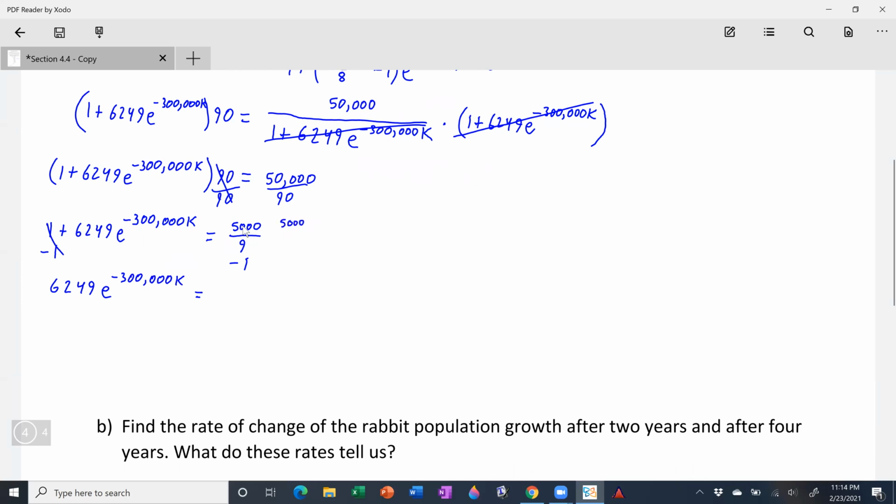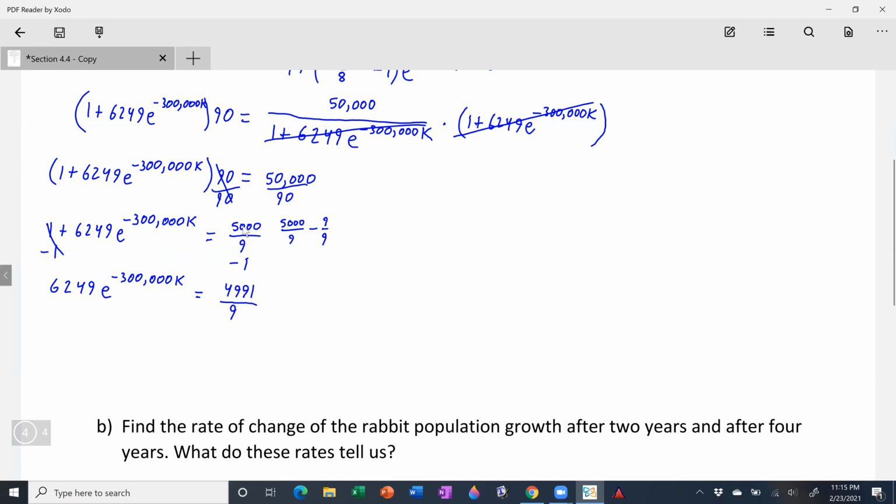That's 5,000 over 9 minus 9 over 9, right? To subtract 1. So that's going to be 5,000 minus 9. So that's 4,991 over 9. Okay, with me so far? And that I don't think reduces. I'm just going to leave it like that.